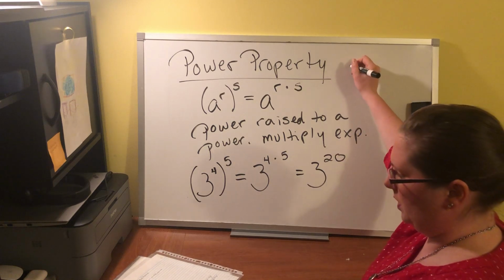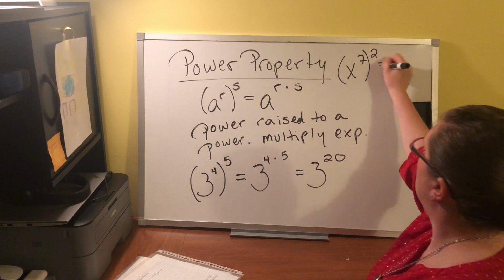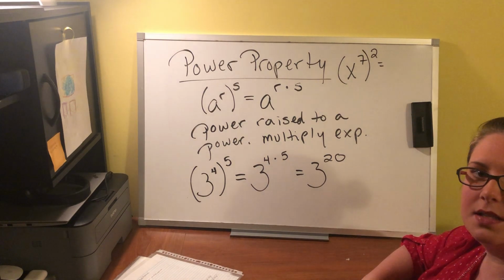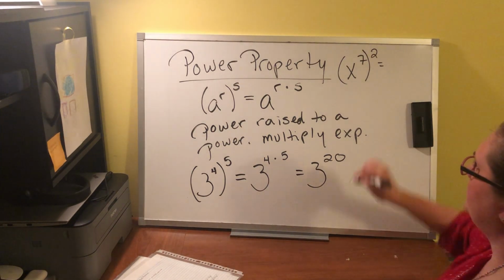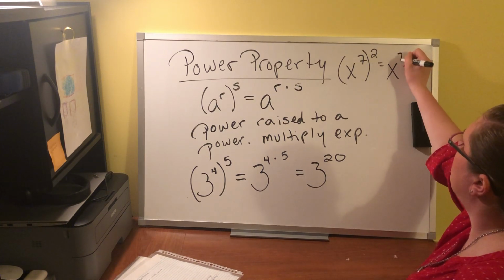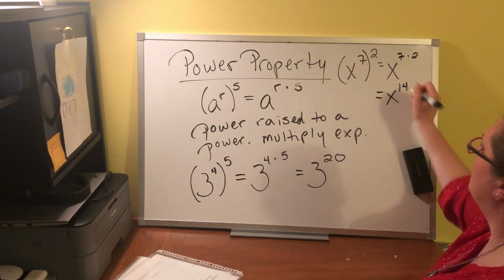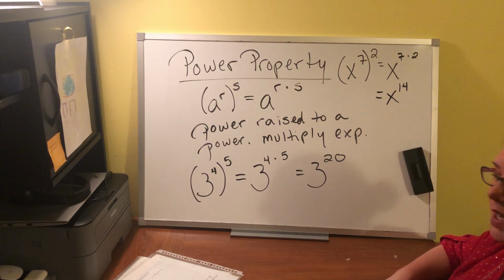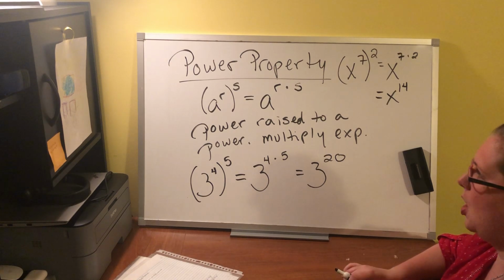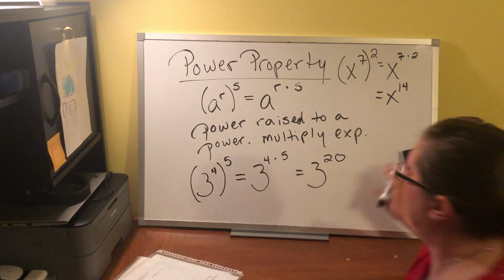Let's do one more. Let's look at x to the 7th squared, okay? Keep your base of x, and then you're going to multiply the powers. 7 times 2 to get x to the 14th power, okay? So that is the power property of exponents, okay? Power raised to a power. It's not too difficult. All right.